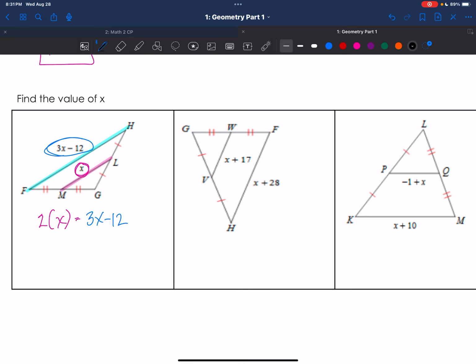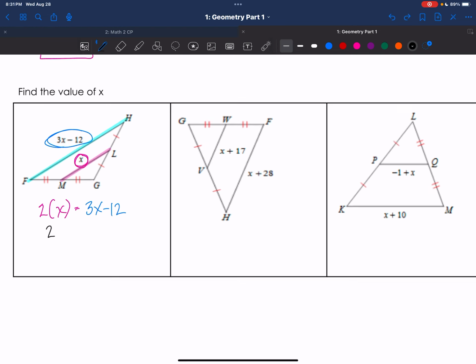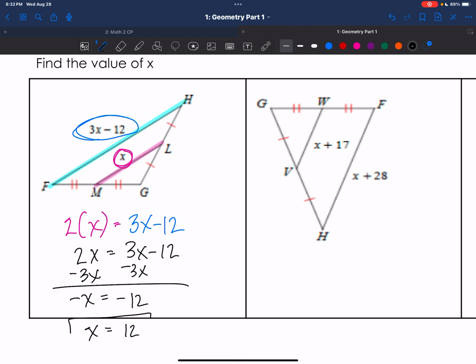So you get 2x equals 3x minus 12. All right, subtract 3x, so you get negative x equals negative 12. And either divide both sides by negative 1 or multiply both sides by negative 1. You're going to get x equals positive 12.